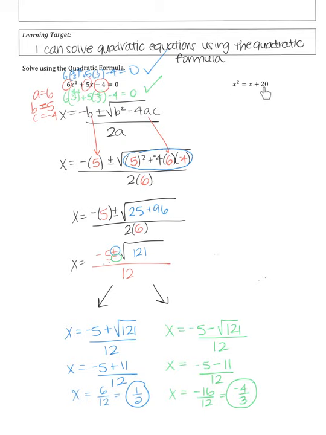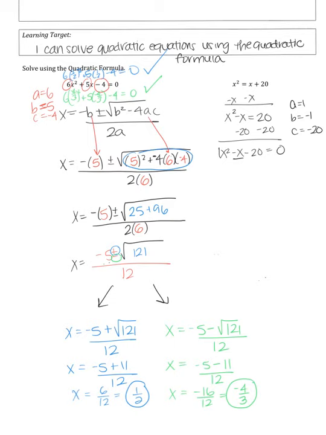All of my variables and terms need to be on one side of the equation before I can identify a, b, and c. So the first thing I need to do is subtract x from both sides to get x squared minus x equals 20. And lastly, I need to subtract 20 from both sides to get x squared minus x minus 20 equals 0. Noting that now our a, b, and c will be correct. A would equal positive 1, b would equal negative 1, and c would equal negative 20.